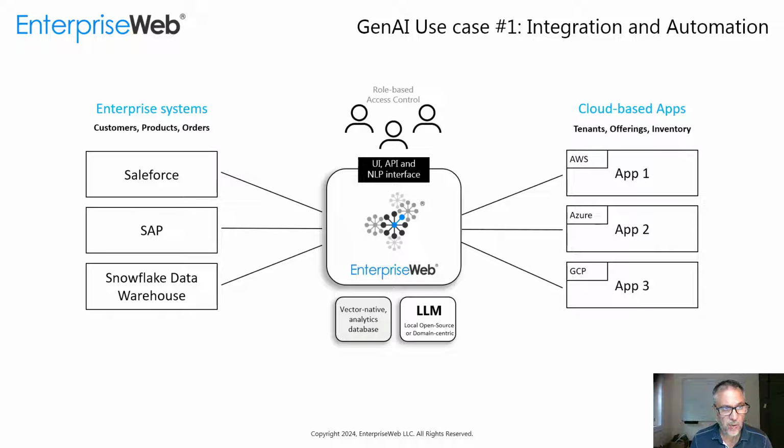The use case we're going to show is a bunch of enterprise systems with customers, products, and orders connecting with a bunch of cloud-based applications that also have other information. It's going to be a bi-directional interface where Enterprise Web is going to be doing the connection, the integration, and the ETL transformations. And we're going to use the LLM under the hood as another element of the solution to support the NLP interface as well as some of the capabilities. So I'm going to pass this to my colleague Bill to provide the demo. Bill, take it away.